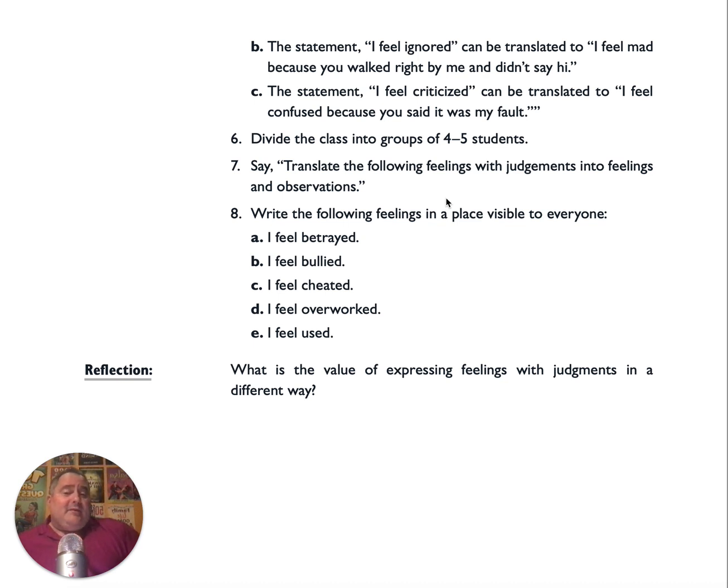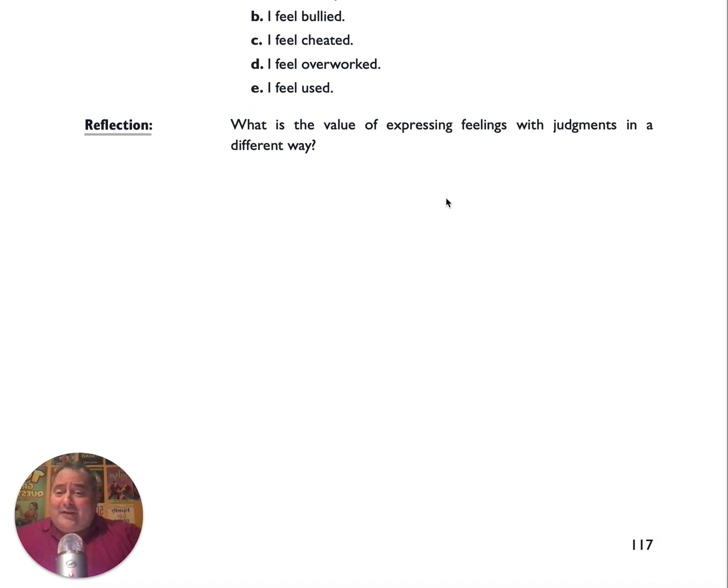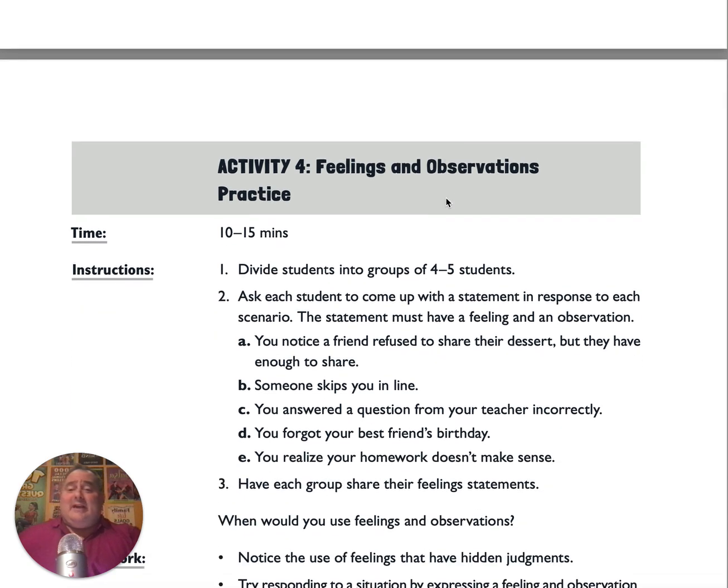So, I feel betrayed. That is a feeling with a hidden judgment. I feel bullied. Again, same thing. I feel cheated. I feel overworked. I feel used. At the end, say, what is the value of expressing feelings with judgment in a different way? They will just be introduced to this concept. It will make a huge difference in their lives.